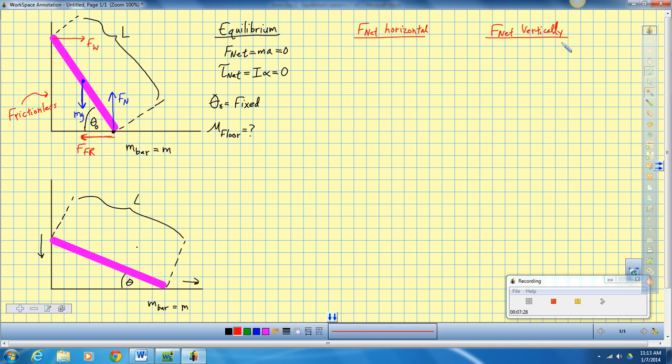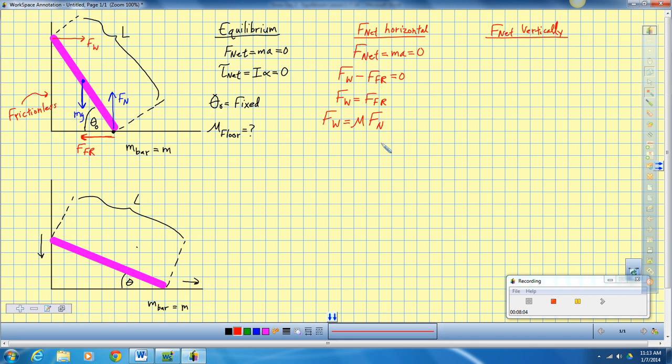So horizontally, I'm going to have net force is equal to ma, and I want that to equal 0. So I'll have that the force that the wall exerts minus the force of friction has to equal 0. So that means the force of the wall has to equal the force of friction. Now, hidden in force of friction, I have that mu that I'm actually looking for, so I might as well put that in there. So I'll say that the force of the wall equals mu times normal force.